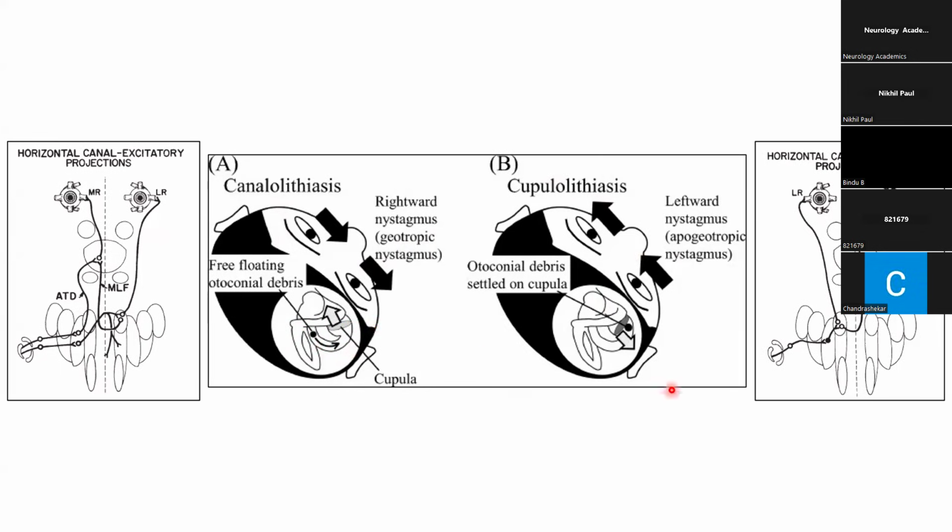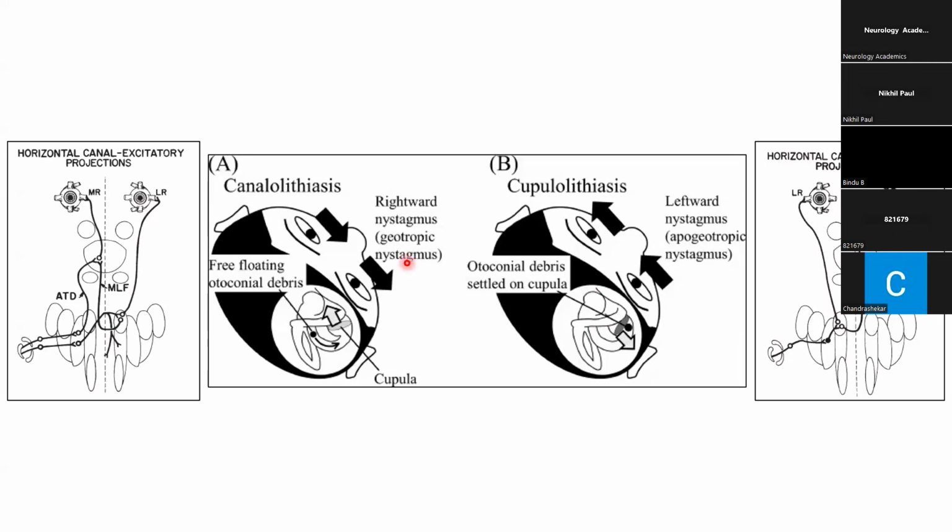The other one, cupulolithiasis, as I said, is adherent to the cupula. So when I turn this person's head to the right side, this otoconial debris adherent to the cupula pulls the cupula down due to gravity. Once the cupula is pulled down, the movement is away from the ampulla, so there is inhibition of this canal. The other canal will then be more active and we get eye movement to the opposite side, meaning eye movement to the right side, and the compensatory nystagmus will be to the left side. So in cupulolithiasis, when we turn to the right side, the nystagmus will be towards the left side, that is away from the ground. This is called apogeotropic nystagmus.